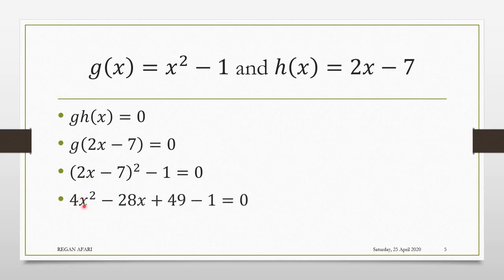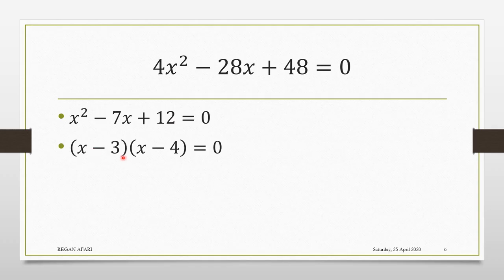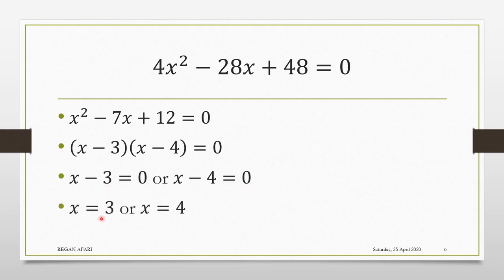We get 4x squared minus 28x plus 49 minus 1 equals 0. And then 49 minus 1 will give us 48. Still this is what we have. We are about to solve this quadratic. By means of dividing through by 4, we have this. Then we factorize, and then we have x minus 3, x minus 4 equals 0. Which means that the first part is equal to 0, or the second part is equal to 0. Hence, we get x equals 3 or x equals 4.